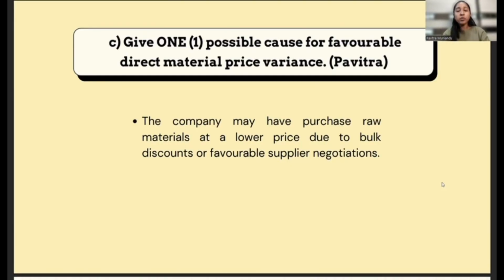Next I'm going to present Part C, which is to give one possible cause for favorable direct material price variance: the company may have purchased raw material at a lower price due to bulk discount or favorable supply negotiation. That's it for me, madam.